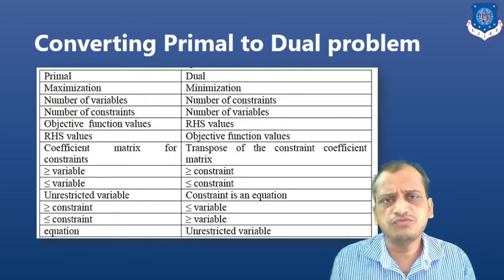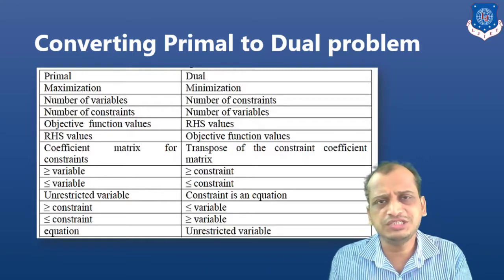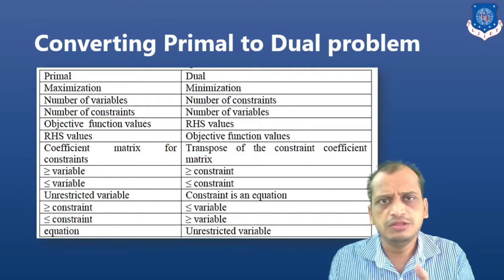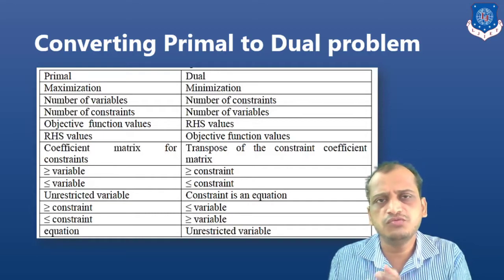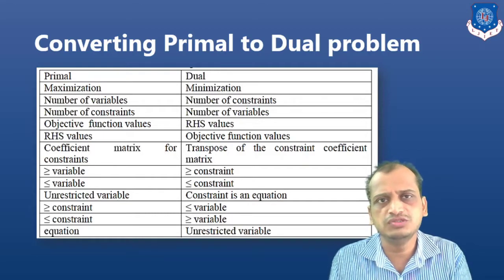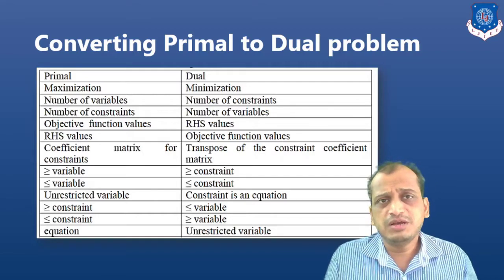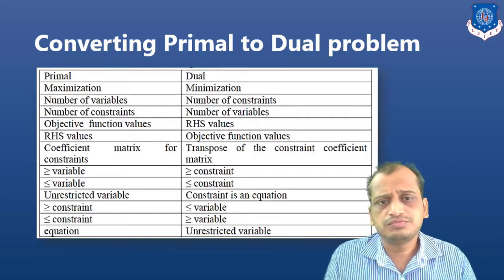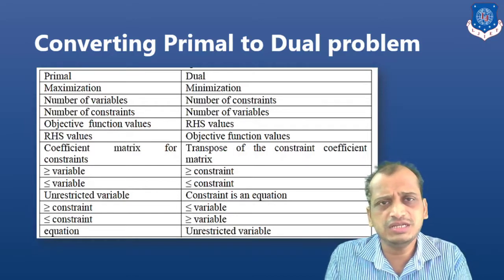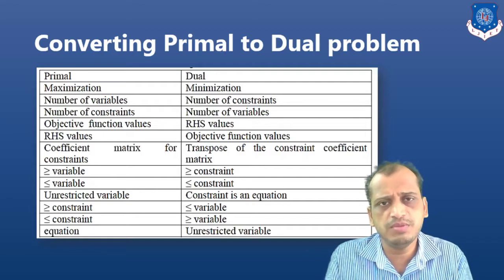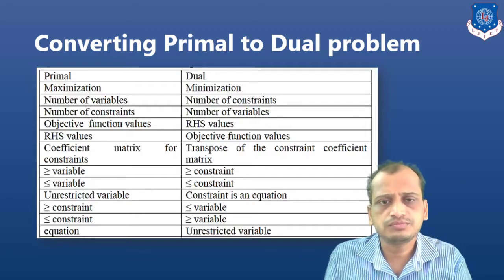Then the coefficients of the objective function become the RHS values in the dual. In the same way, the RHS values of the primal problem become the objective function coefficients in the dual. Clear? The coefficient matrix becomes the transpose. A less than or equal to variable becomes a greater than or equal to constraint. In the same way, a greater than or equal to constraint, or sorry, a less than or equal to variable becomes a less than or equal to constraint.